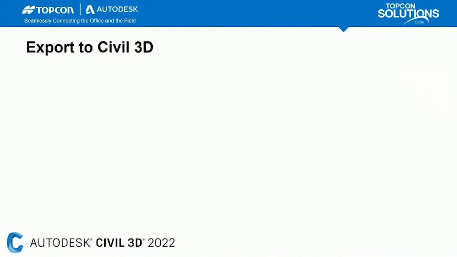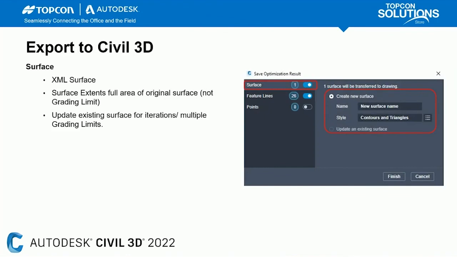Export to Civil 3D. Again, those 3 options: surfaces, feature lines, and points. Your surface is going to be an XML surface. Another thing important to understand is the surface extends to the area of the original surface. It's not the area of your grading limit. So say you have your EG surface and you only grade the bottom left-hand corner of it with a grading limit, that entire EG surface is going back to Civil 3D.